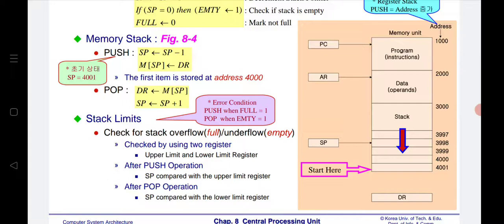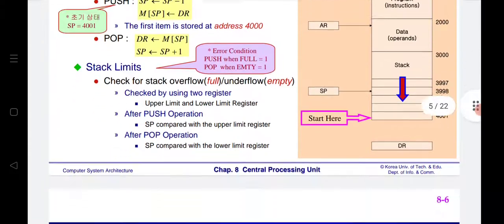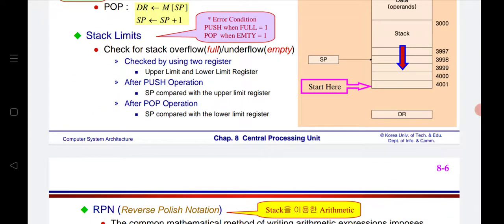Now after the pop operation, my stack pointer value will be compared with the lower limit register. Whenever it is compared with the lower limit register, we check whether any data is there or not. If it matches, then I cannot pop the data, that is, I cannot read the data from the stack memory, which informs us that there is no data in the stack memory. So these are your stack limits.